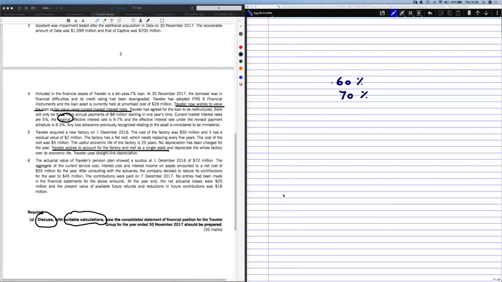Now, we're not going to go too far down these lines, but let's just have a look at note 6, please.